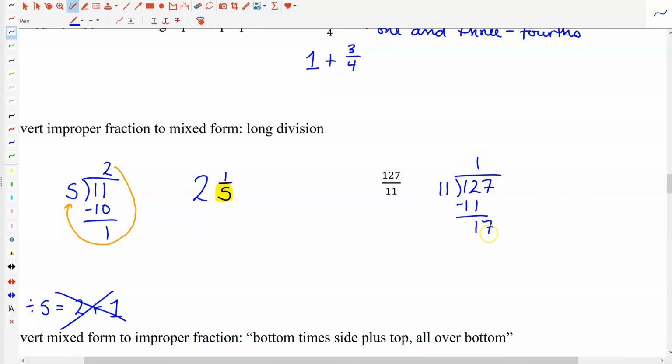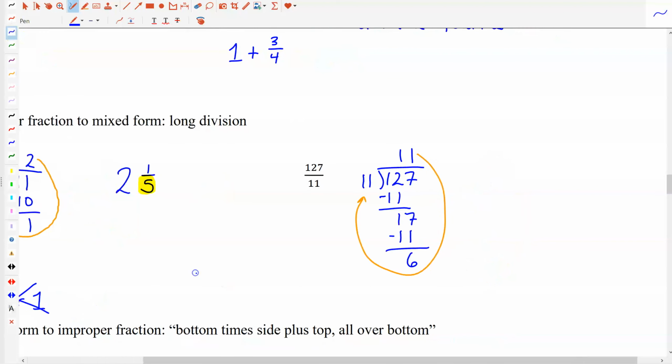Does 11 go into 17? Yes, it does, one time. Subtract off the 11, we get a 6. I have no more numbers to bring down, so I'm done with the long division process. So I would write this in its mixed form as 11 would be the whole part, and then 6/11 would be the fraction part.